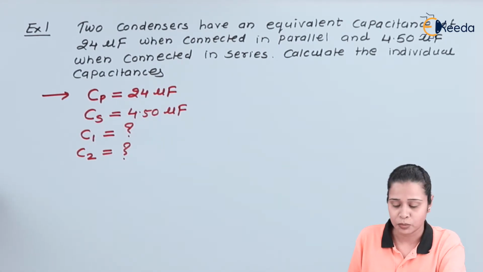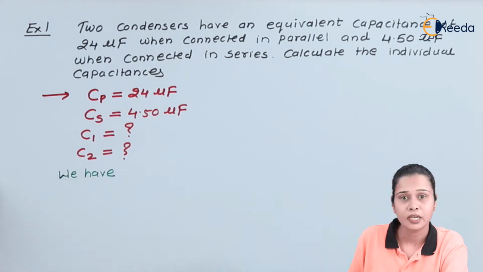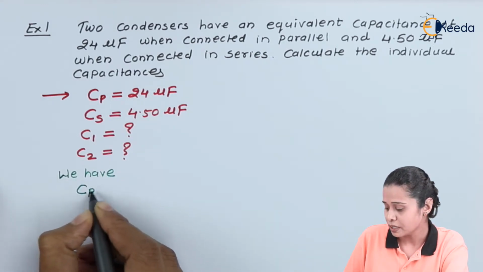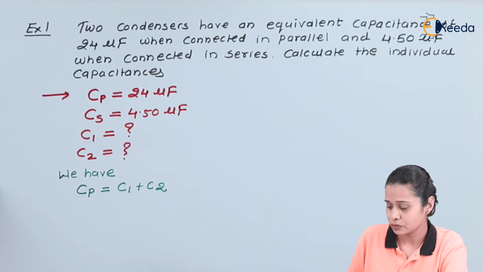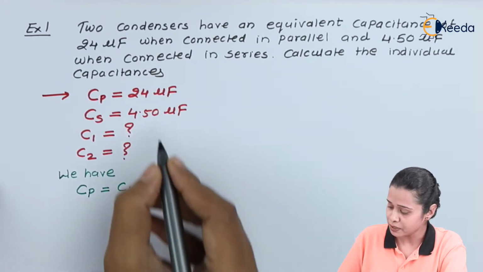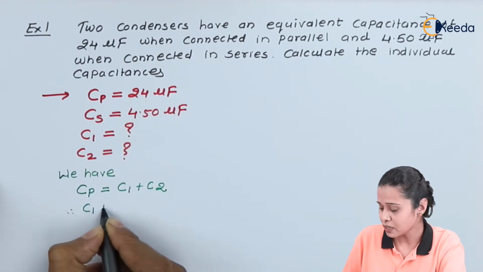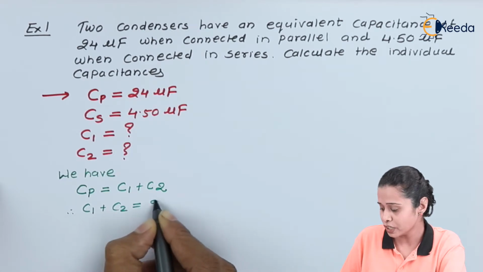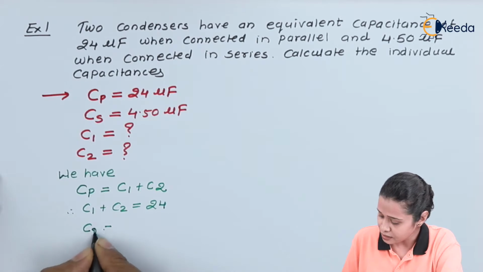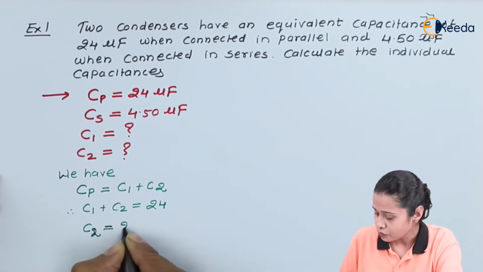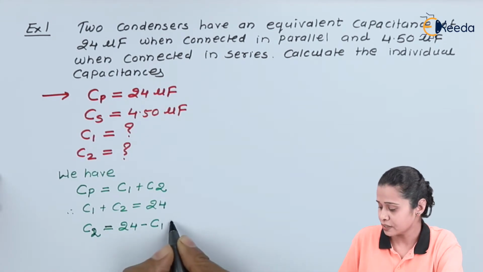Now we know the formula. We have CP is equal to C1 plus C2. And the value of CP is given, that is 24 microfarad. Hence, we can write C1 plus C2 is equal to 24. Hence, we can write here C2 is equal to 24 minus C1. Let us say this is equation number 1.